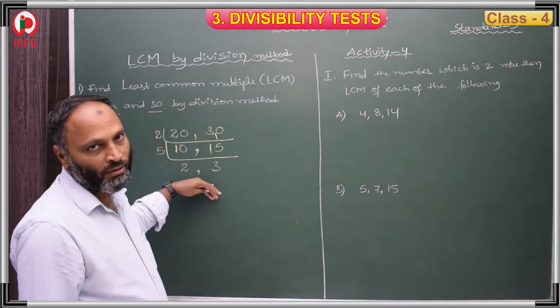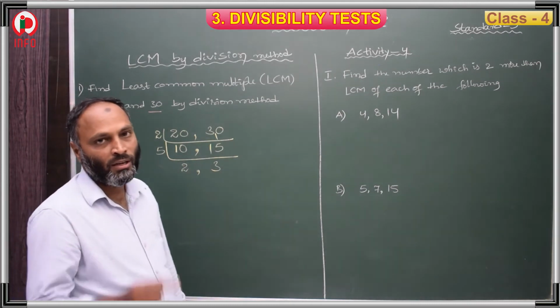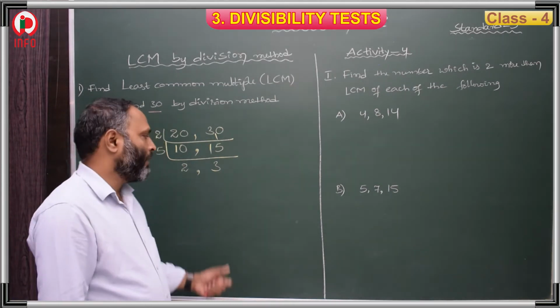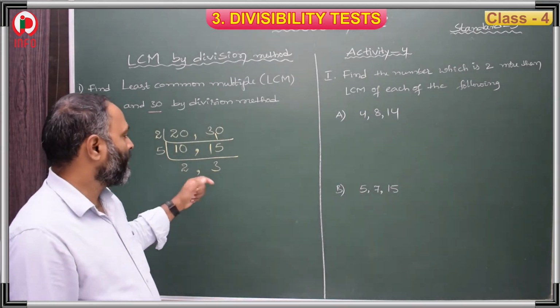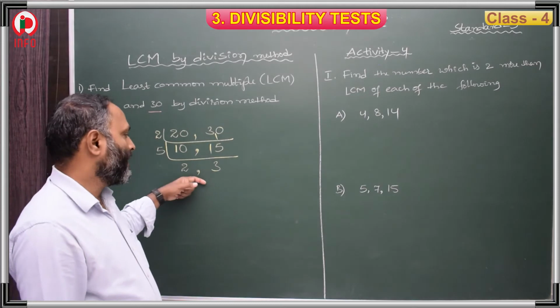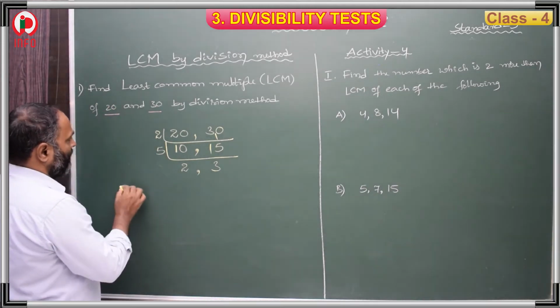If you want to take the 2 table and again the 3 table, that is your wish, but the answer will be the same. Whenever at last you get prime numbers, then you don't divide again. Stop there only. So now, how to find the LCM?